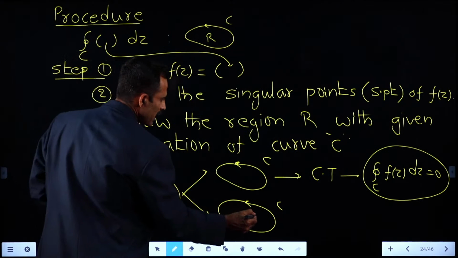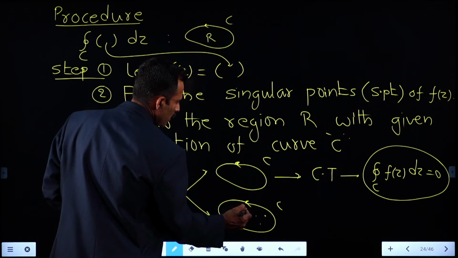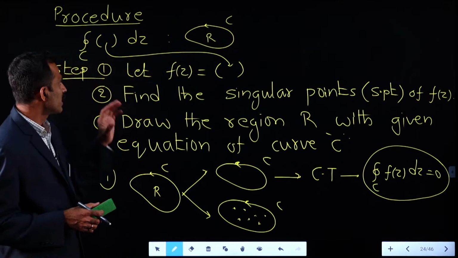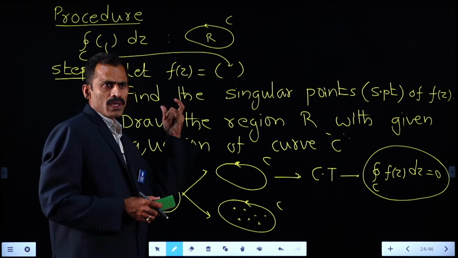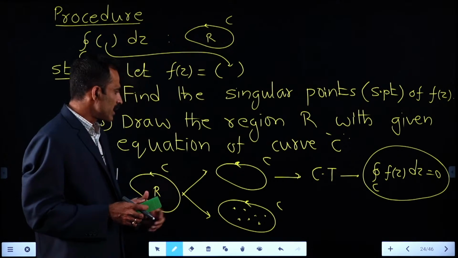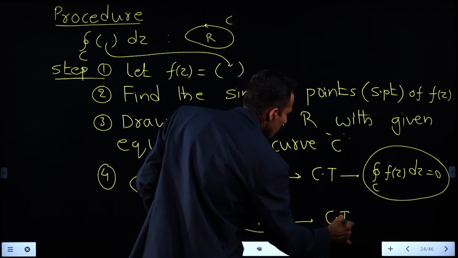Suppose the singular points lie inside the region at one or more points. One of the singular points lies in the region, or more than one singular point lies inside the region. In such a case, we apply the second theorem, Cauchy's integral formula.